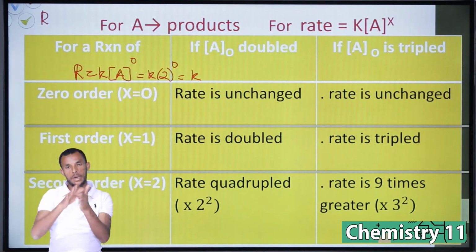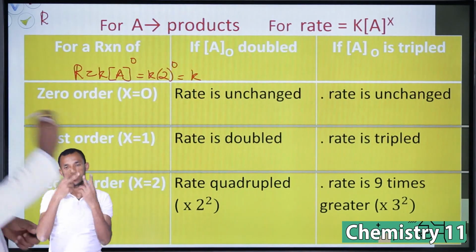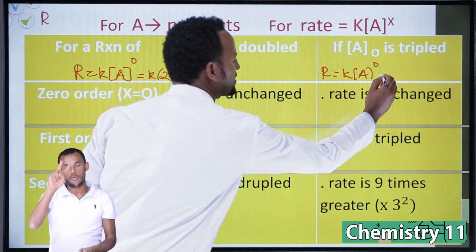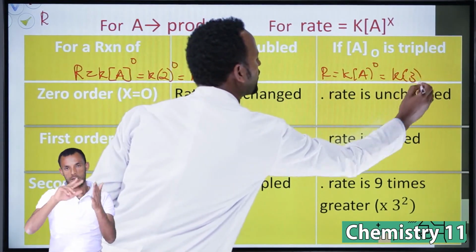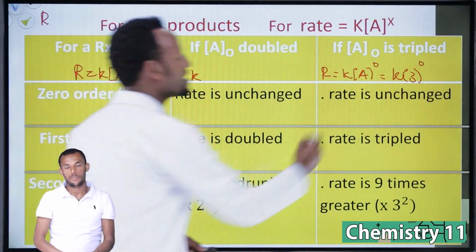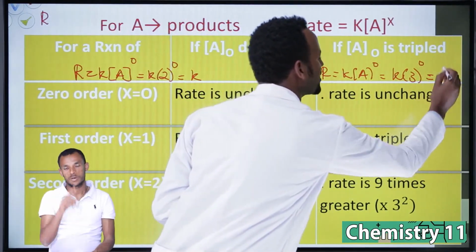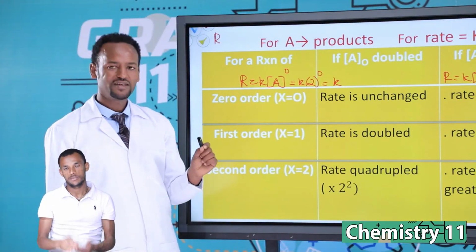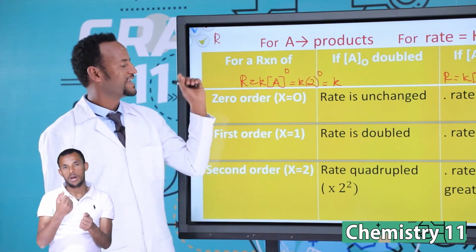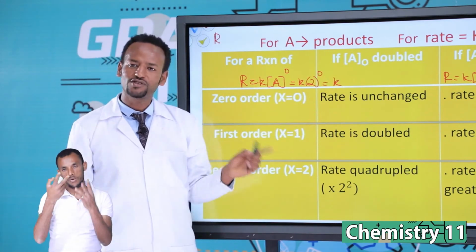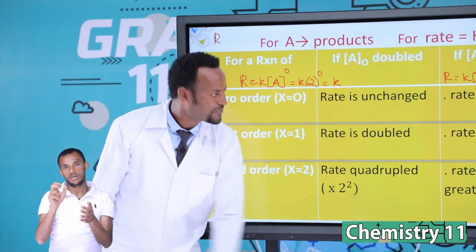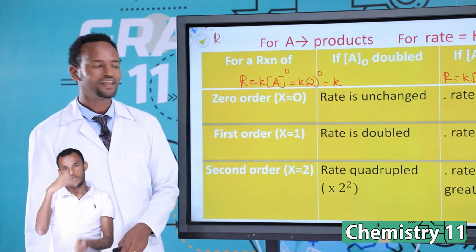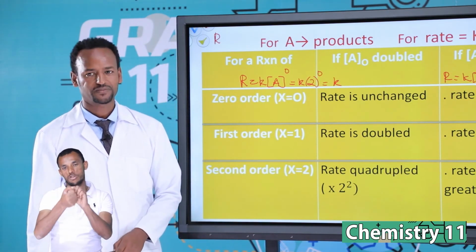What about when the initial concentration is tripled? If the initial concentration is tripled, rate is equal to K times 3 to the power of 0. 3 to the power of 0 is again 1. Therefore, rate is again K. Simply, for zero order reaction, if the initial concentration is doubled, rate is unchanged. If the initial concentration is tripled, rate is unchanged. For zero order reaction, rate does not change.